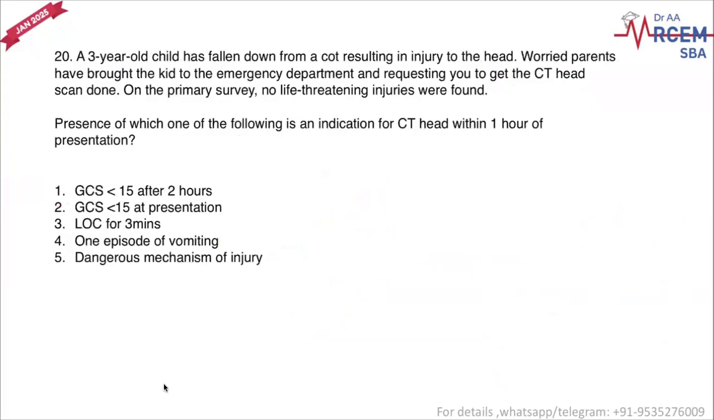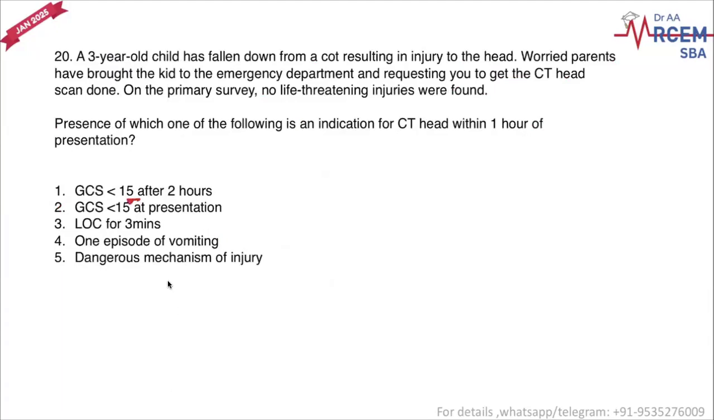A 3-year-old child has fallen down from a cot, resulting in injury to the head. Worried parents have brought the kid to the ED and are requesting you to get the CT head scan done. On the primary survey, no chest injuries were found. Presence of which one of the following is an indication to get a CT scan done within an hour's time? GCS, which is the indication to get it done?